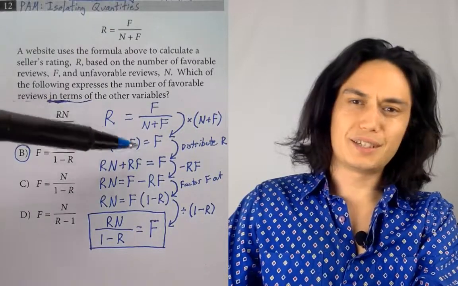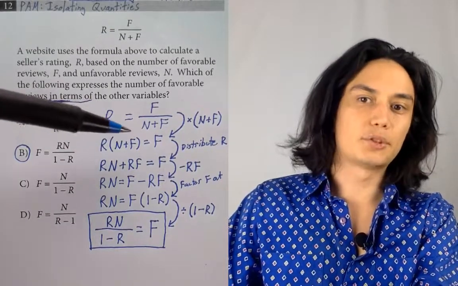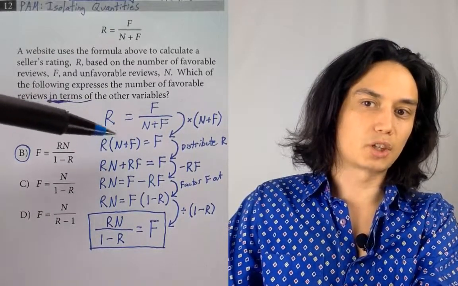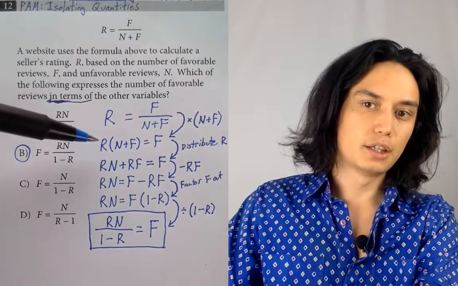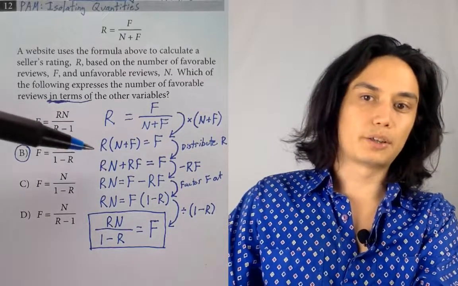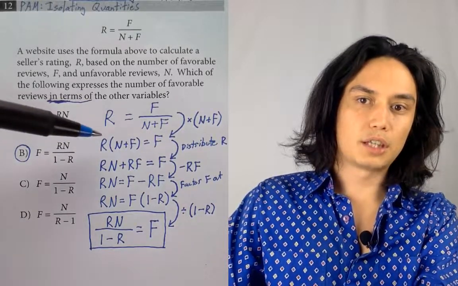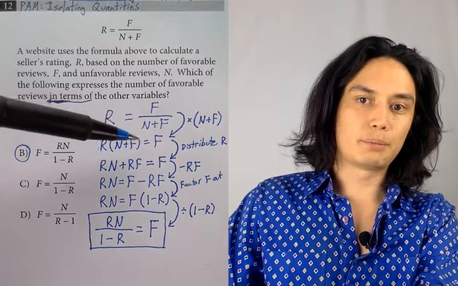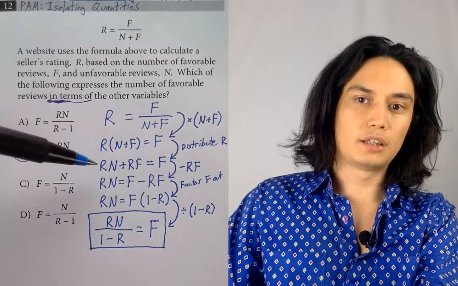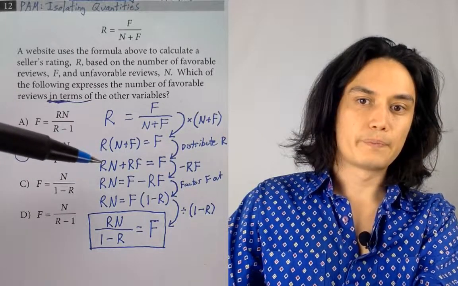But it's not in a position where we can just move it. We can't subtract both sides by f right now because f is caught up in this parenthetical phrase. So we're going to get it out of this parenthetical phrase by distributing this r. That's what's going on in this step. We're going to take r and multiply it by n, and multiply it by f. So we're going to end up with rn plus rf, right?